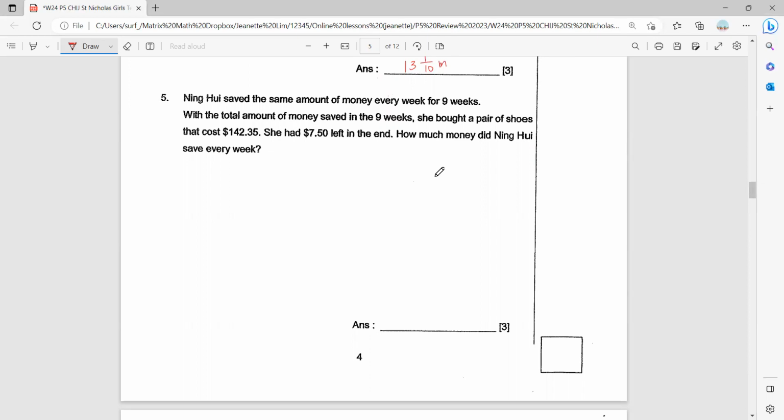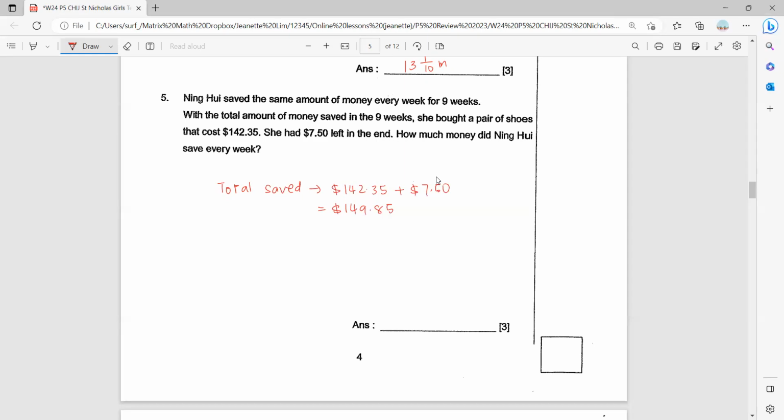Okay, so after saving for 9 weeks, right, she could buy the shoe and still have some money left. So what was the amount that she saved in total? So it's the cost of the shoes plus what is left. Okay, so the total saved will be the shoes, 142.35, plus what she's left with. $149.85. Okay, this is the total amount that she saved over the 9 weeks.